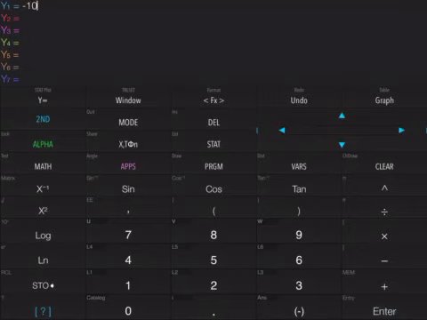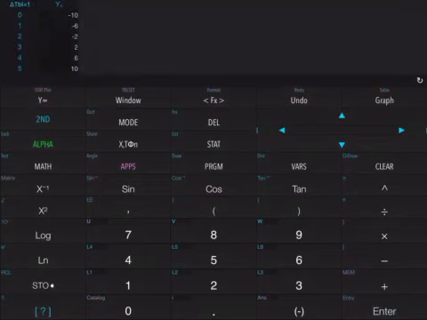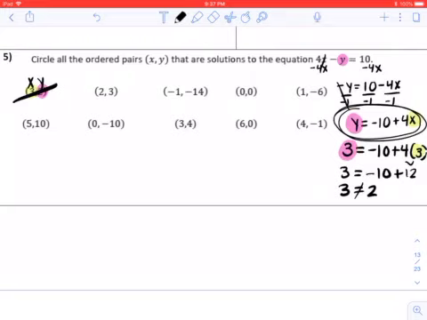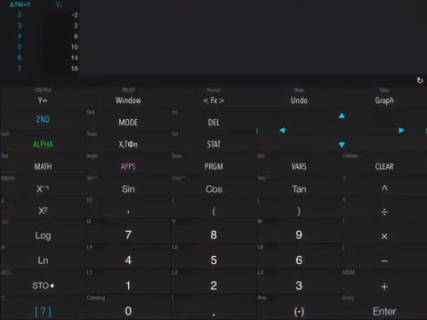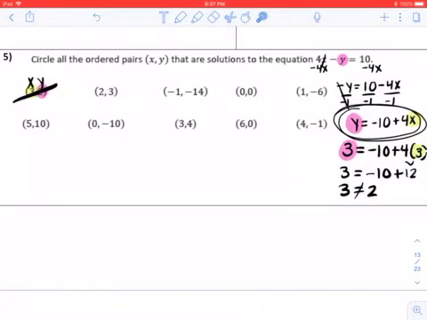So if we go to y equals and type in negative 10 plus 4x, and I go second graph, so go to our table. These are all of the points that are solutions. So this is a little more difficult because I can't have the paper next to me and the calculator at the same time, so I'm going to have to keep flipping back and forth here. But let's see, we have 2, 3, and if I go to my calculator, I have the point 2, negative 2. So that's not right, so we can eliminate that.